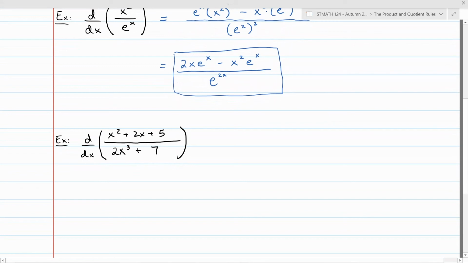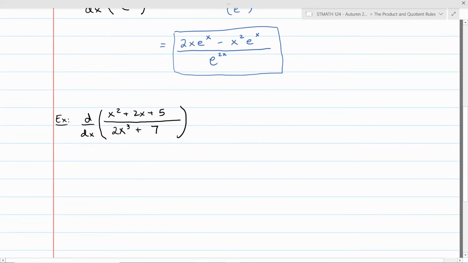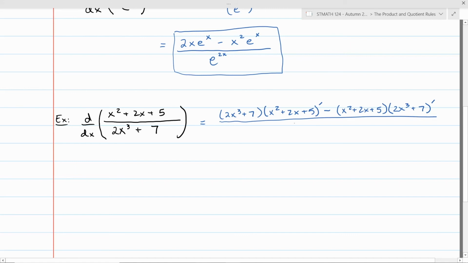Here's a second example, computing the derivative of a rational function using the quotient rule. So remember, the key thing to remember is to take the derivative of the numerator first in that fraction. So you have the denominator there left alone, 2x cubed plus 7. Now I'm going to take the derivative of the numerator, so x squared plus 2x plus 5 prime. Now subtract. Then you're going to leave the numerator alone, x squared plus 2x plus 5, and you're going to multiply times the derivative of the denominator, so 2x cubed plus 7 prime. All that goes over 2x cubed plus 7.